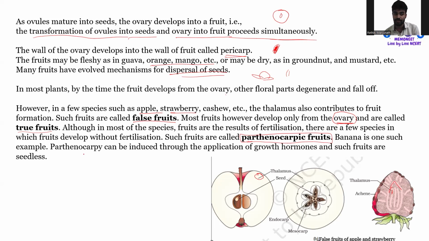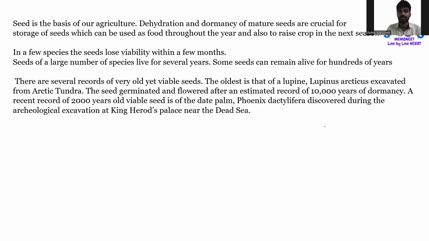One such example is banana. Banana is one of the examples where fertilization, that is male-female fertilization, is not required, so automatically the fruits will develop. Parthenocarpy can be induced through the application of growth hormones, and such fruits are seedless. You can see in banana you won't find seeds, right? But still the fruit development can be observed. So such things can be done through growth hormones, where you won't find any seeds.